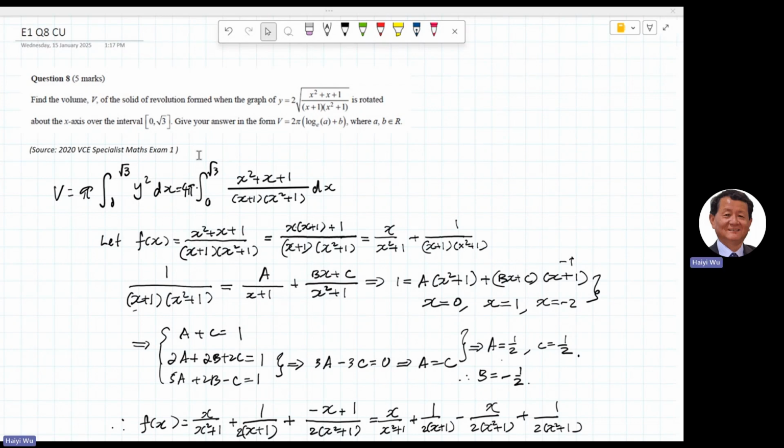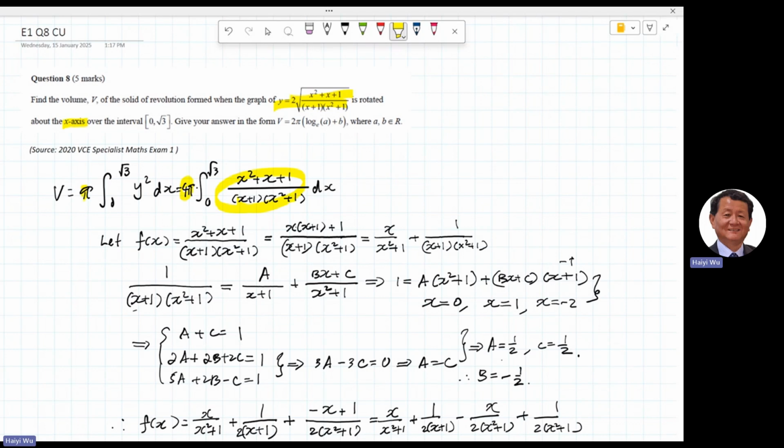We need to find the volume of the solid of revolution formed when this graph is rotated about the x-axis. Since it's about the x-axis, we need pi times the integral of y squared from 0 to square root of 3. Substituting y, it becomes 4 pi times this. Here's a very long fraction.